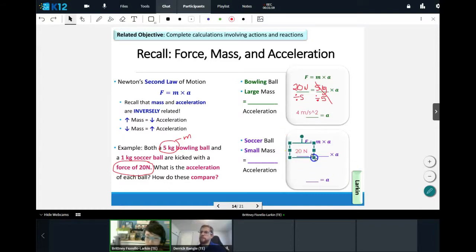All right, but this time the mass of our soccer ball is much lighter. So take a look back at our question. What was the mass of our soccer ball?